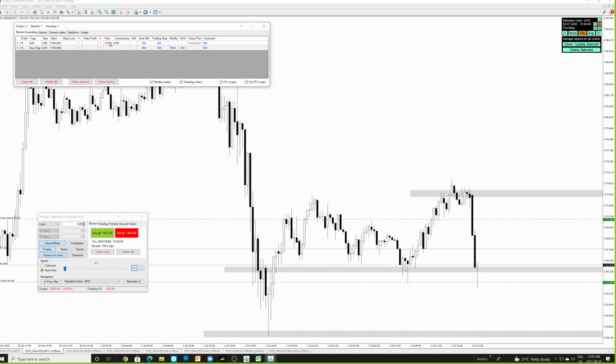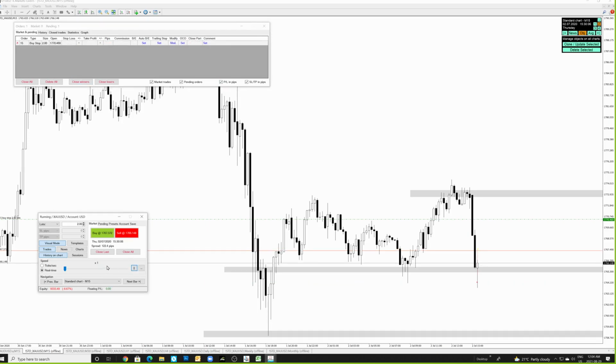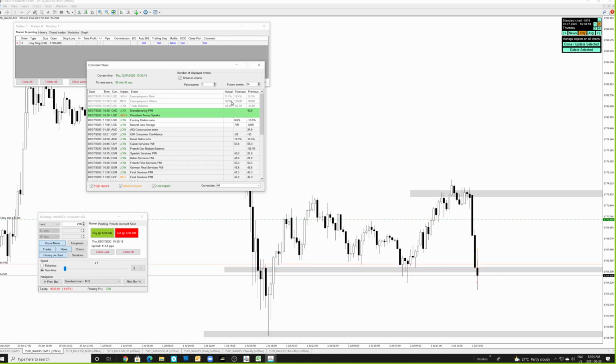So this was a 32 pip loss here on this NFP right here. 32 pip loss. First 4 seconds, 5 seconds. You know, because in the first few seconds, that's the rule. You're just exiting and, like, that's it. Let's take a look at the news. News is actually as expected. So price is probably not going to move anywhere over here.